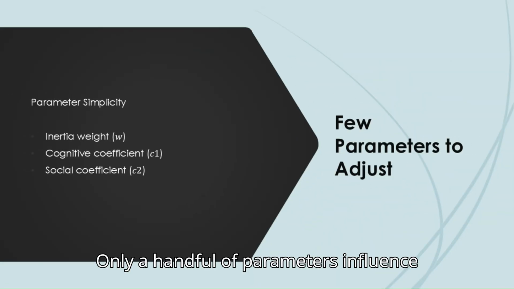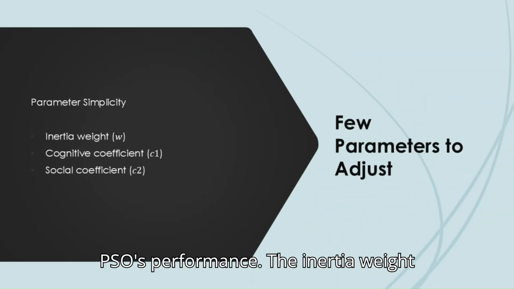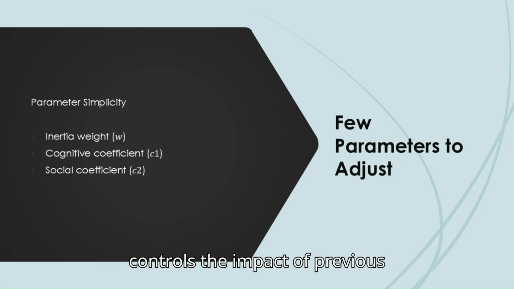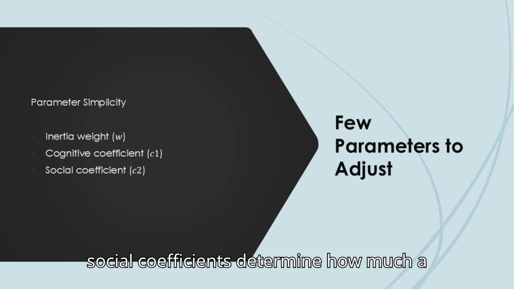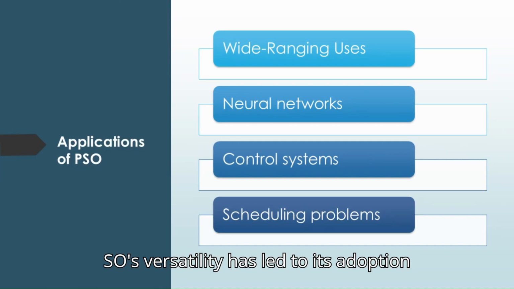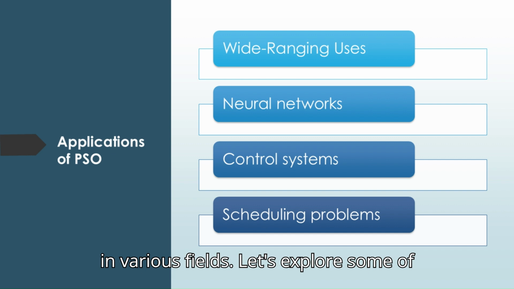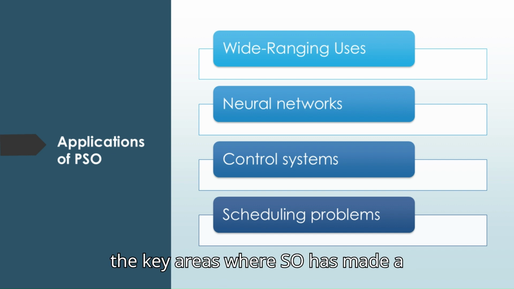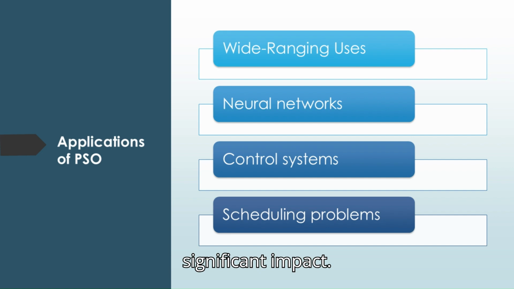Only a handful of parameters influence PSO's performance. The inertia weight controls the impact of previous velocities, while the cognitive and social coefficients determine how much a particle is influenced by its own experience and that of the swarm. PSO's versatility has led to its adoption in various fields. Let's explore some of the key areas where PSO has made a significant impact.